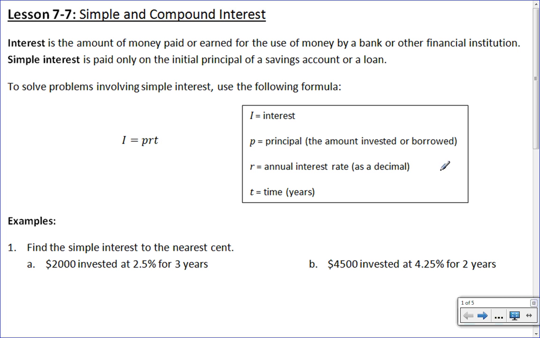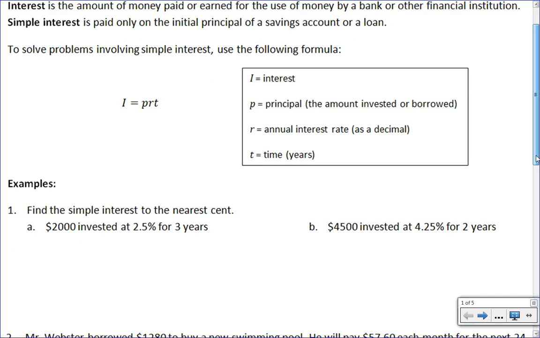And in this box, there's some things to be aware of about this formula. First of all, P, the word principal, is just talking about the amount invested or borrowed. The R rate is the annual interest rate, and it's always expressed as a decimal. And then T is the time, always in years. It's always the number of years the money has been invested.